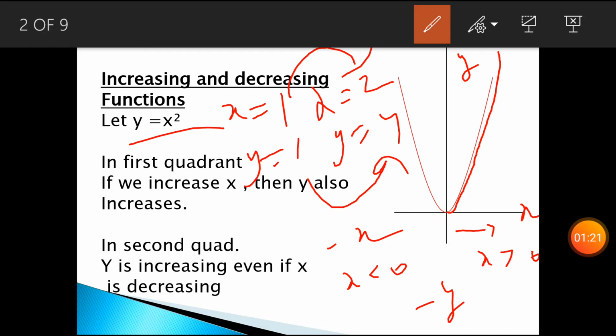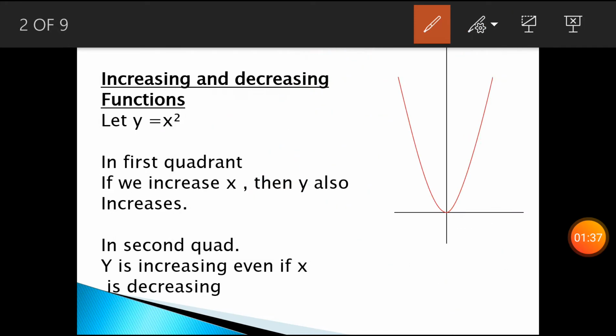So if on increasing x, y is also increasing in parallel, then we call it increasing. So for x greater than 0, it is increasing. Now let's talk about the second part, what is happening here. This is minus x and this is 0. So the points go like minus 1, minus 2, minus 3, minus 4, like this.